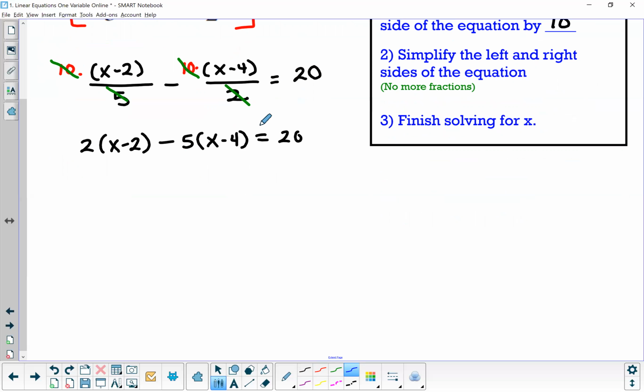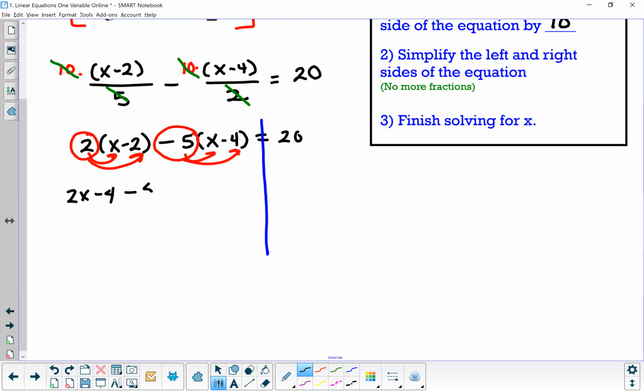So I'm going to draw a line through my equal sign. Okay, first we're going to distribute the 2 to the x minus 2, and then we'll distribute the negative 5 to the x minus 4. So we get 2x minus 4. Then we're going to get minus 5x plus 20.